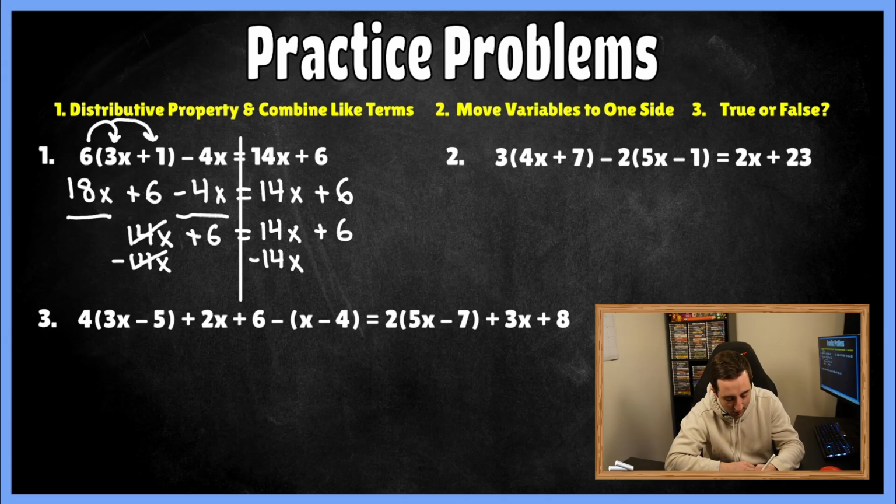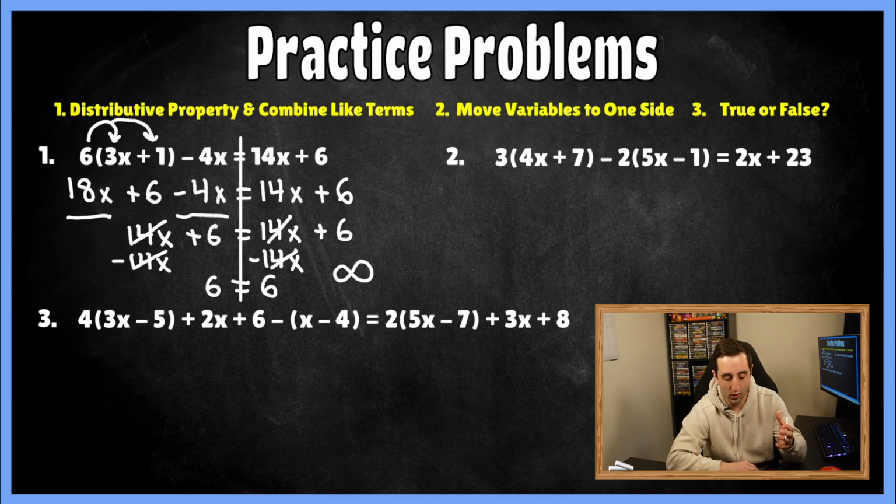These end up canceling and going to 0, and we're left with 6 is equal to 6, which is a true solution, which means this is infinitely many solutions or all real numbers. Or if you just want to put the infinity symbol, you can put the infinity symbol as well. Again, being able to plug in any number for a variable x, and the left side is going to match the right side. So if you got that for number 1, nice job.